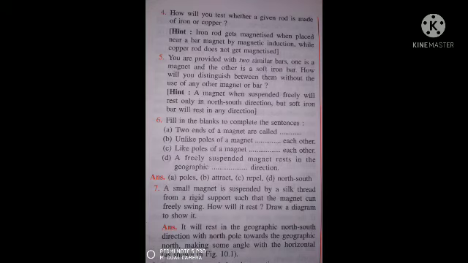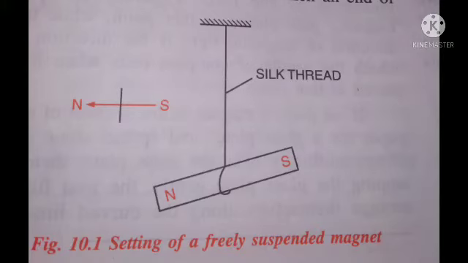Then question number 7. A small magnet is suspended by a silk thread from a rigid support such that the magnet can swing freely. How will it rest? Draw a diagram to show it. If the small magnet is suspended by a silk thread such that it can swing freely, then it rests itself in the geographic north-south direction. The image I have given in the video.